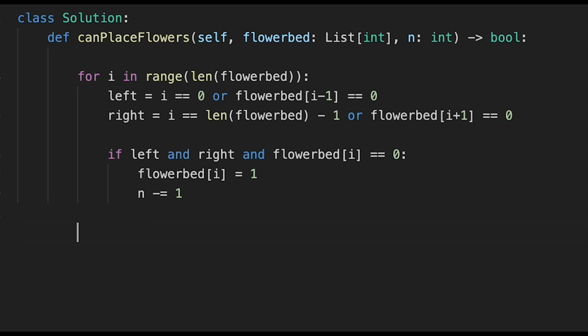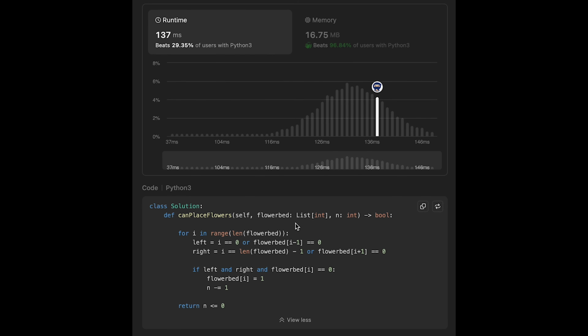And in the end, we should return n is less than or equal to 0. Yeah, looks good. And the time complexity of this solution should be O(n) because we iterate through all elements one by one. And the space complexity is, I think, O(1). We don't use any extra data structure, just simple variables, left and right.